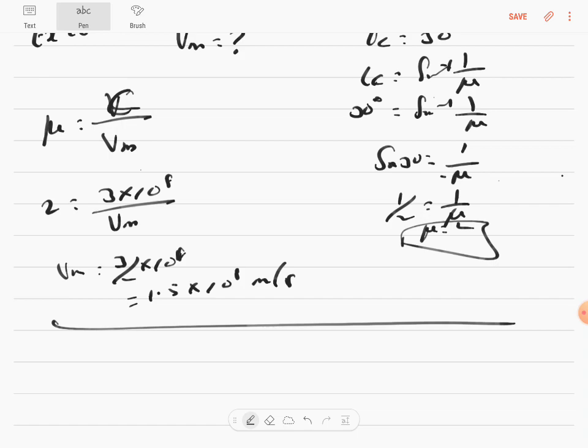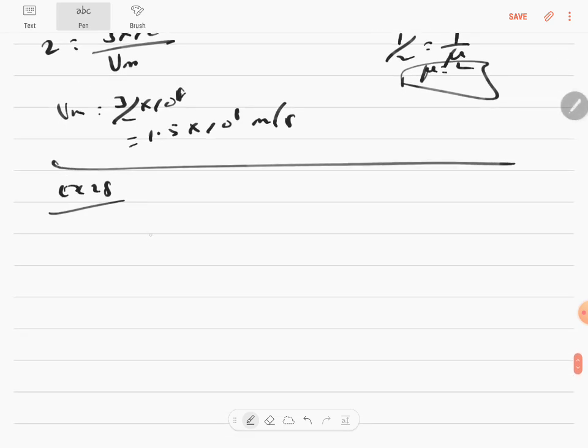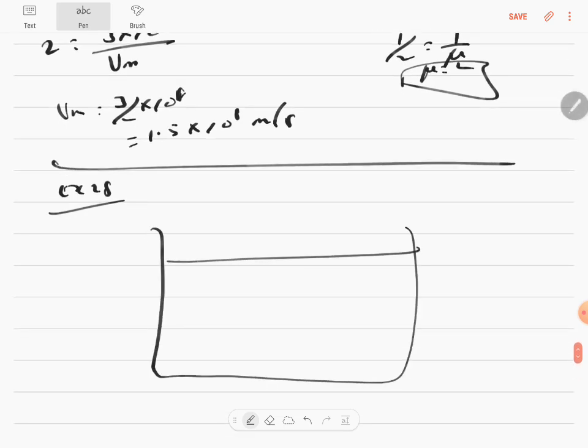So the next sum which has come in board exam is example 28. In the following ray diagram, calculate the speed of light in the liquid of unknown refractive index. So they have given a beaker, there is a liquid, the ray is actually coming from here and grazing through the surface, which means there's a normal here, this has to be critical angle.